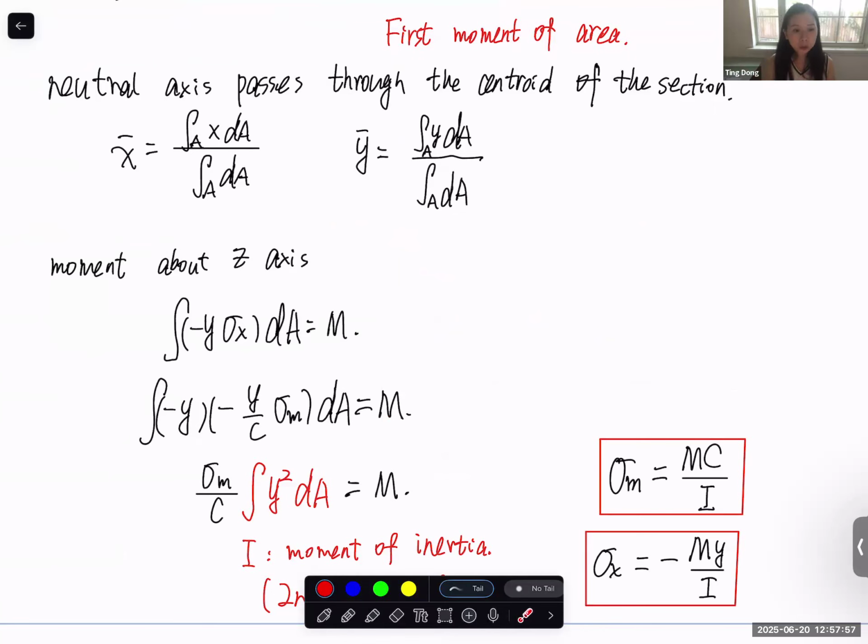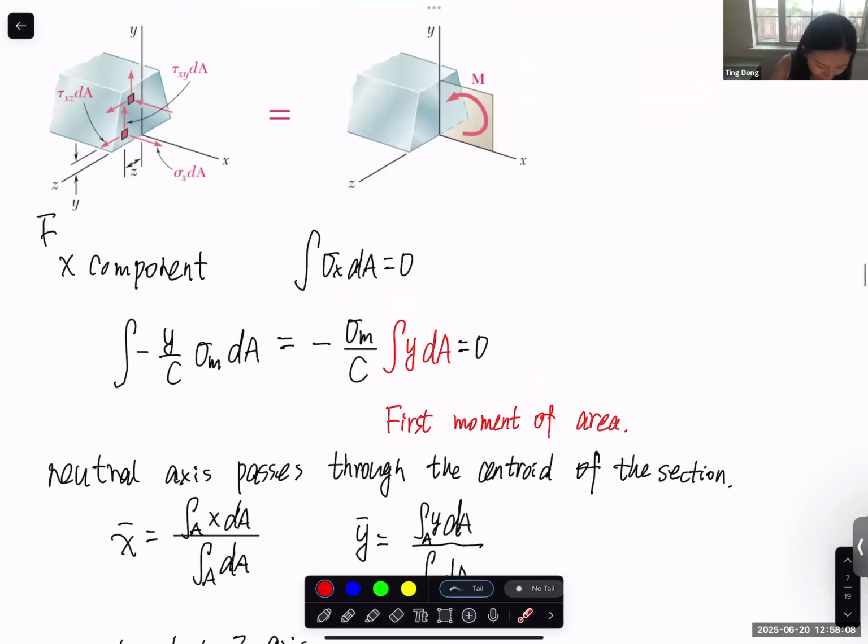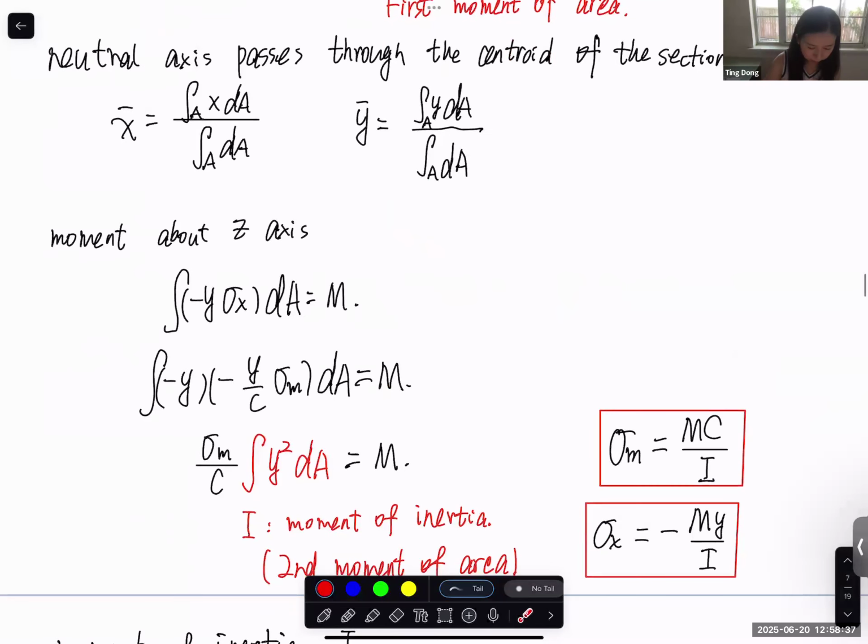And it's also equal to the integration of, if we take a small area, this becomes the force on that small area. And this is the moment arm. And why do we have negative y? Because let's imagine this is a positive sigma x. This is a positive y, since this is the y-axis. For this small area, this is positive y, and let's say sigma x is out of this, in the positive x direction. This is positive sigma x, and this will generate a negative moment. So that's why we have the negative sign here.